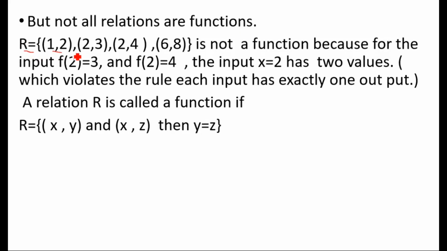Let's take an example. If you take the ordered pairs (1, 2), (2, 3), (2, 4), and (6, 8), for input 2, we do have different values of an output. For the same input, we should have exactly one output. So R is not a function. It is a relation, but it's not a function. So a relation R, to be called a function, should satisfy this rule: for any ordered pairs (x, y) and (x, z), if x is the same, y should be the same as z. That means for the same input, we should have the same output. In this case, we'll call R a function.